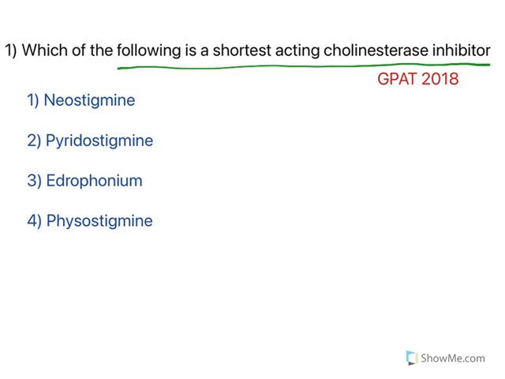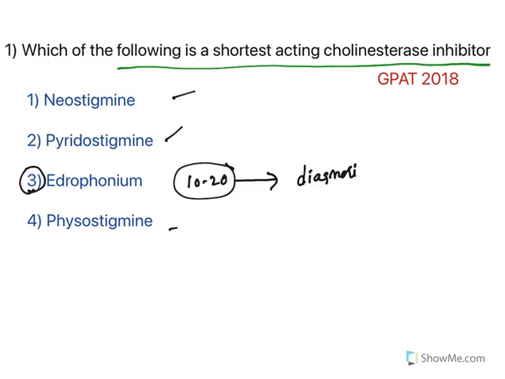Edrophonium has the shortest duration of action. It will act for hardly 10 to 20 minutes. The remaining ones will act for hours together. Because of its short duration of action, it is sometimes used to treat arrhythmia, and it is also used to diagnose myasthenia gravis.